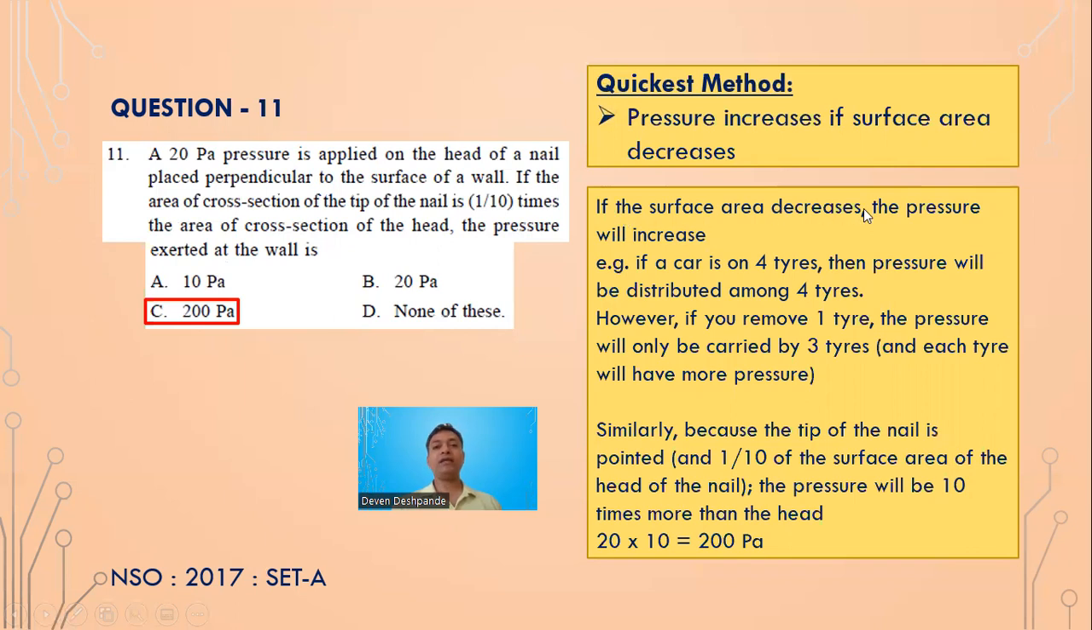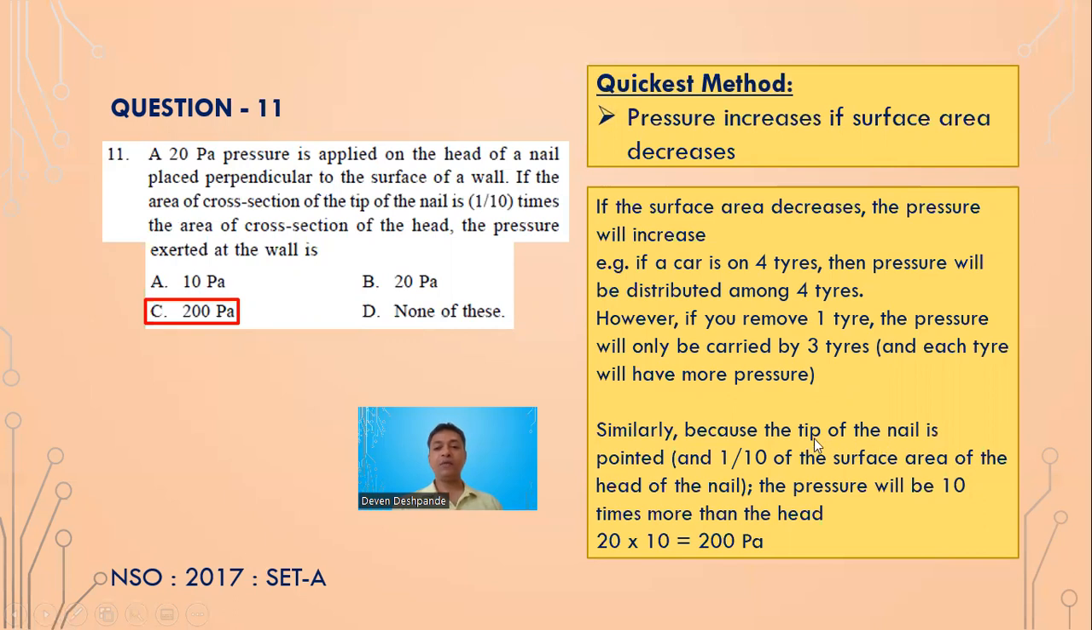So if the surface area decreases, the pressure will increase. You know, a simple example is a car on 4 tires. Because the car is on 4 tires, the weight of the car is equally distributed among the 4 tires. So each tire will carry 1/4 of the weight of the car. However, if you remove one tire, the pressure will be carried only by 3 tires, isn't it? So pressure on the tire will increase because the surface area is decreased. One of the tires is less, surface area is less, isn't it?